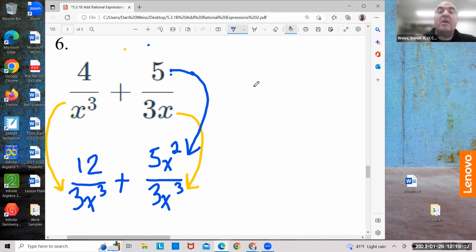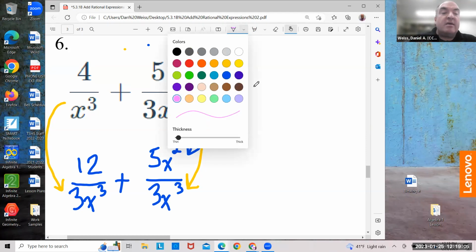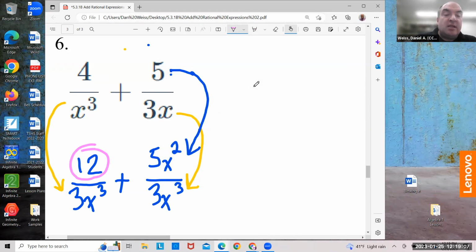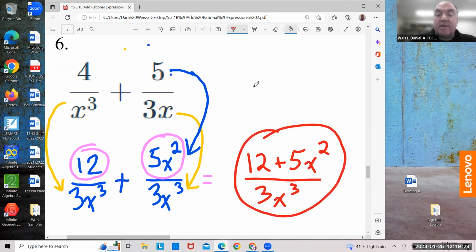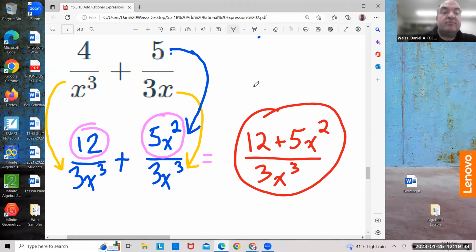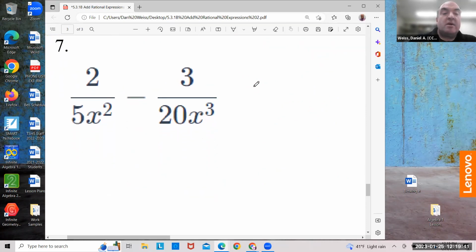Okay. Once again, are these two like terms? No, they are not. So just write out your answer: 12 plus 5x squared over 3x to the third. Done. Okay. I'd like to show you one more if you don't mind.